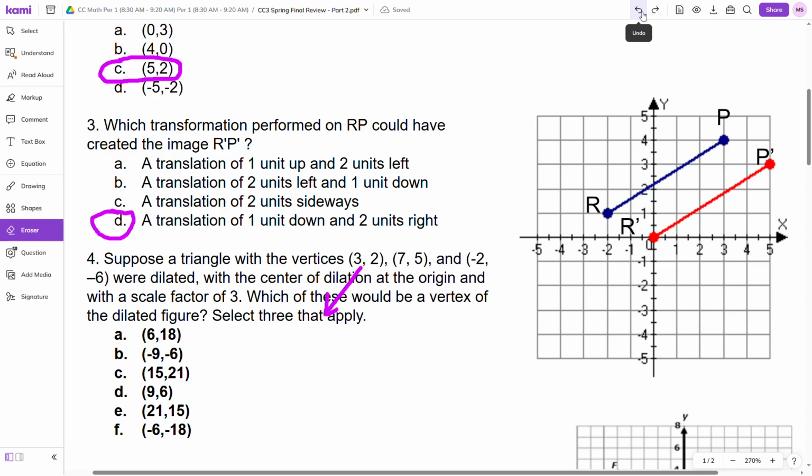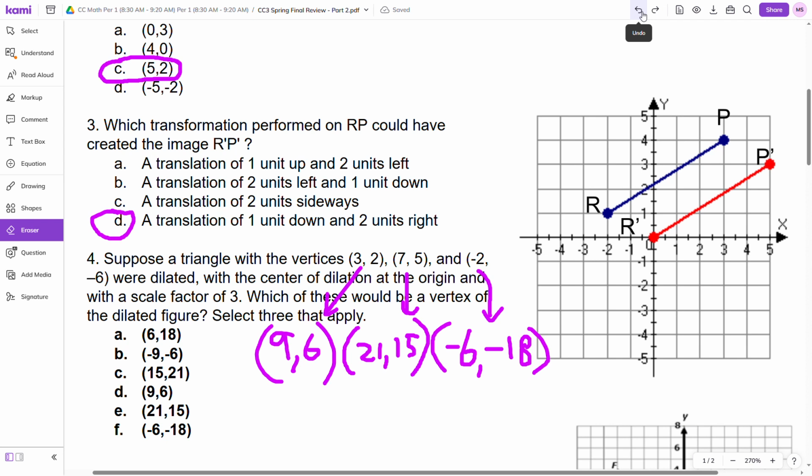So for example, 3, 2 becomes 9, 6. 7, 5 becomes 21, 15. And then the last one becomes -6, 18. And so there you have your answer: D, E, and F. And you see, it wasn't that hard. It wasn't that difficult. So don't get intimidated by these questions and the phrasing. Just focus on the words you understand.